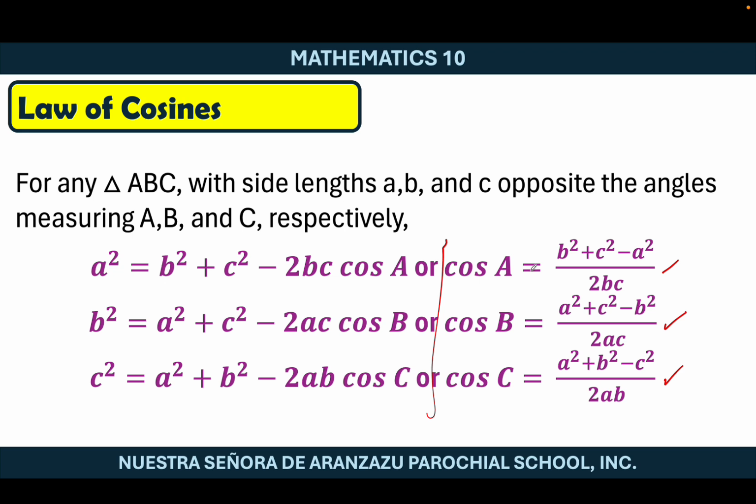So, paano siya madali ma-memorize? Kung angle A ang hinahanap, yung dalawang other side, it should be B and C, and one is the opposite side. Ipag-add yung dalawang other, isubtract ang opposite. Then, look at the pattern on the denominator, pinagsama lang yung dalawang other, B and C, then multiplied by 2. Ganon din sa the rest. AC, since B ang hinahanap, minus the opposite side, B squared over 2AC.